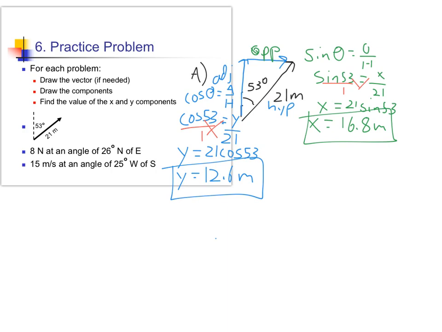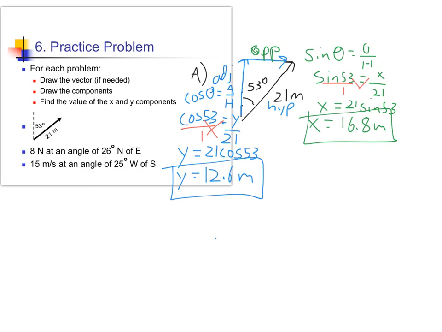Okay. Two important things about this. Number one, I'm okay with you just jumping to this point here. Rather than writing out cosine is adjacent over hypotenuse, cosine of 53 is y over 21, you can just jump to the fact that the adjacent component will always be the hypotenuse times cosine of the angle, and the opposite component will always be the hypotenuse times sine of that angle. All right, so we can make that jump because we are going to be doing these a lot.